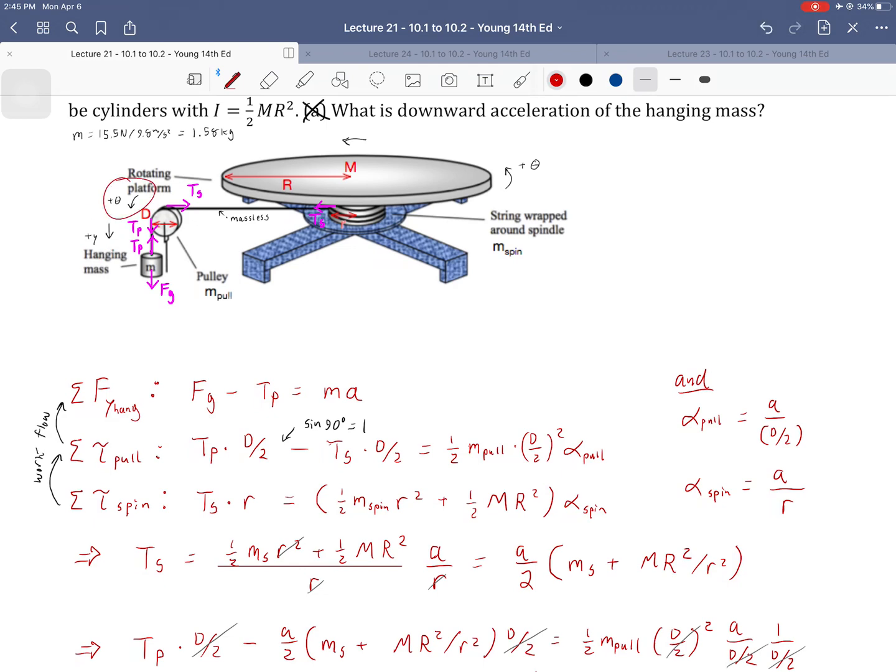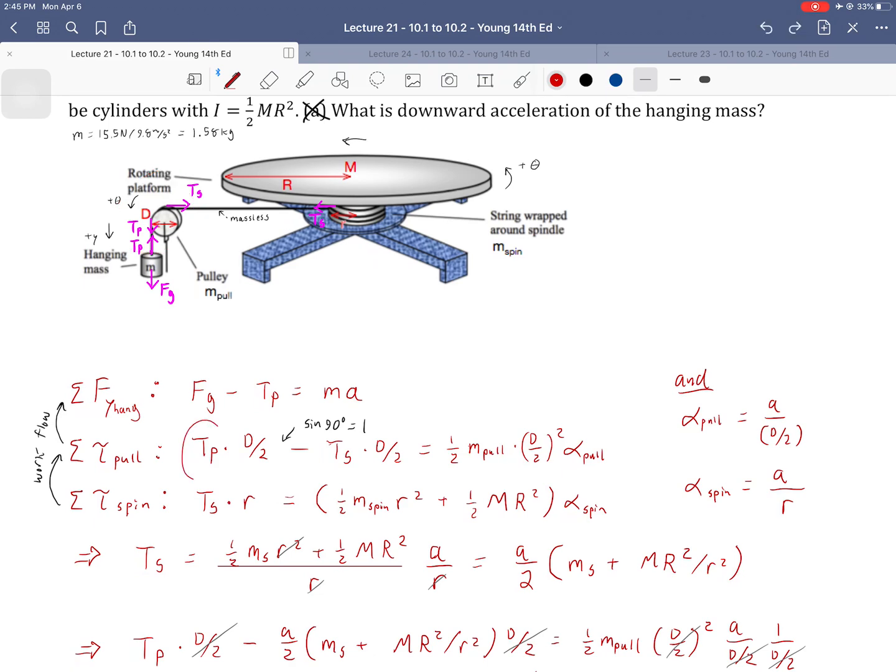Okay, so the sum of forces on the hanging mass in the y direction, with positive y defined as downwards and positive theta defined as counterclockwise. So a consistent coordinate system there, except I'm calling positive y downwards. And I have then that Fg minus Tp equals Ma. Notice that Ma is positive because I'm calling downwards positive.